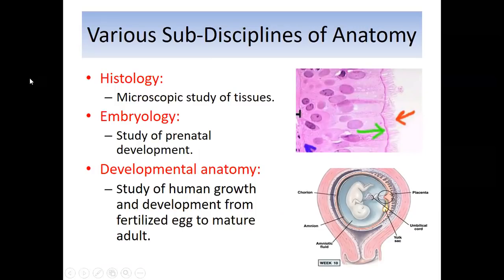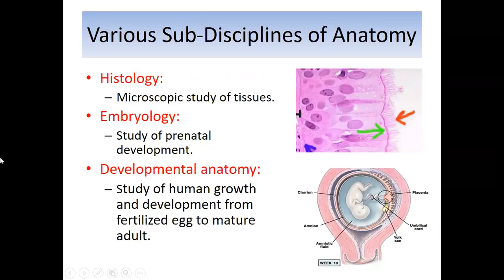Now we're going to proceed with the various sub-disciplines of anatomy. We start to focus on this one first, the histology. This is a sub-discipline of anatomy. So what is histology? It is a microscopic study of the tissue. We try to learn the tissue, and then the next one is embryology. It's a study of prenatal development. We try to learn how the human is being developed.